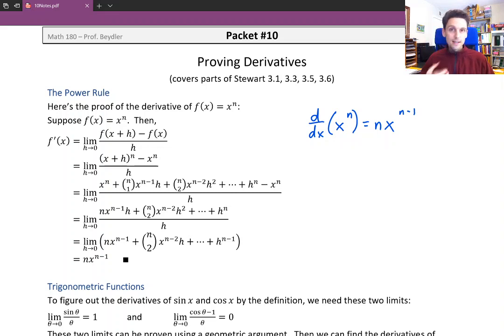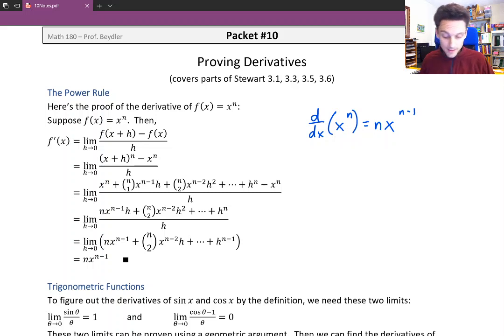Now, to take a next step, what we're going to have to do is expand out the x plus h to the n. And there's something that you learn in pre-calculus called the Binomial Theorem, or the binomial expansion, which allows us to do that. It gives us a way of expanding binomials, two-term polynomials, like this x plus h that has two terms.